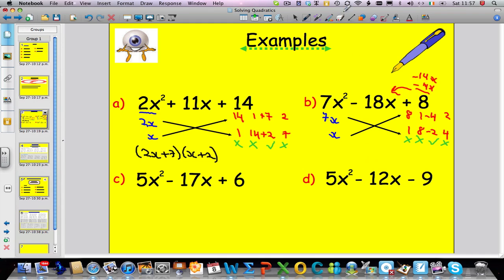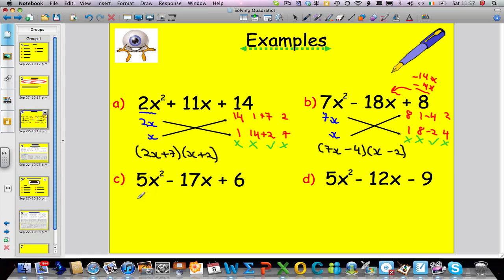So we read off our factors horizontally. So 7x minus 4 and x minus 2. And that's it factorised. Again, if I expand this out, we will end up with this again. Check it if you like.